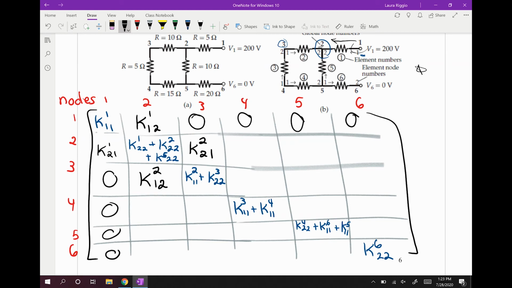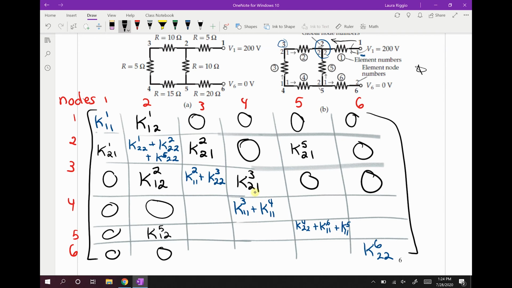Nothing connects points 2 to 4, so I'm going to put a 0 in there. Something does connect point 2 to point 5, which is resistor 5, so I'm going to put in a K5, and it goes from end 2 to end 1. Nothing connects it to point 6, so I'm going to fill in the rest of my column. So now we have what connects points 3 to 4. Points 3 and 4 are connected by resistor 3 from end 2 to end 1. Nothing connects 3 to 5, and nothing connects 3 to 6.